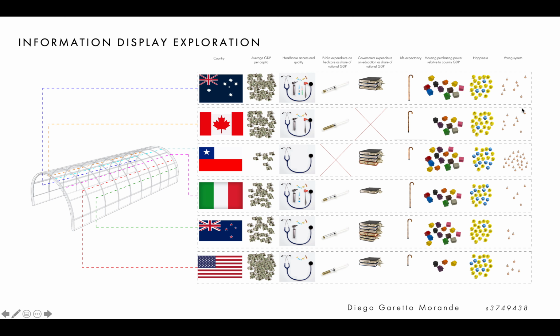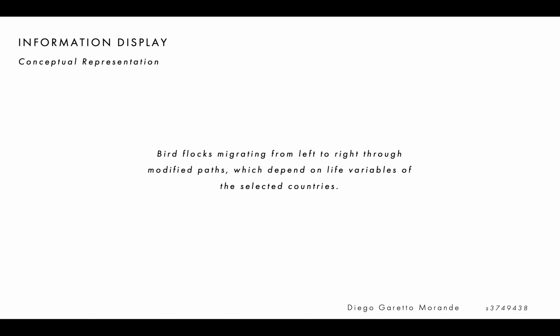In the end part of the pavilion, there's a voting system where people can select which country they like the most. So I changed that visual representation. I did a conceptual representation, which is bird flocks migrating from left to right on the long stripes through modified paths, which depend on the life variables that I just explained of the selected countries.